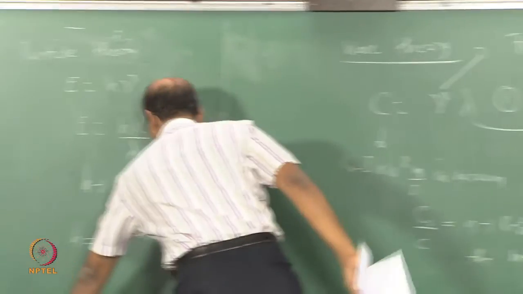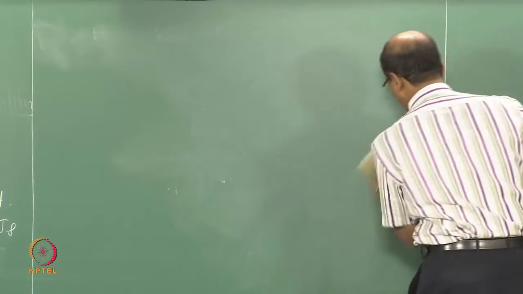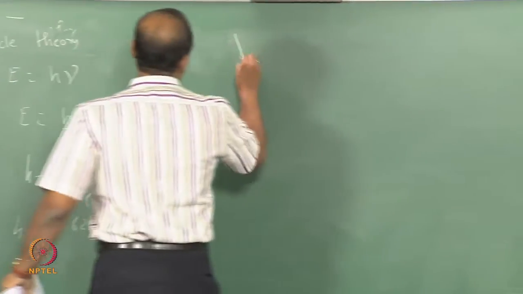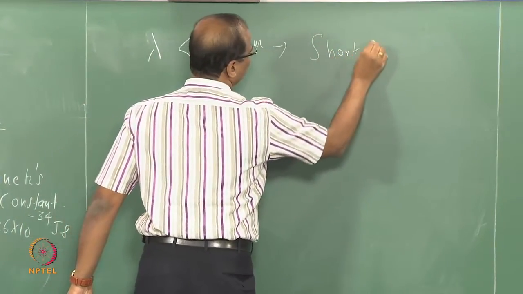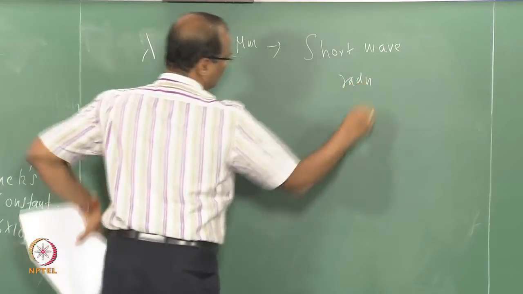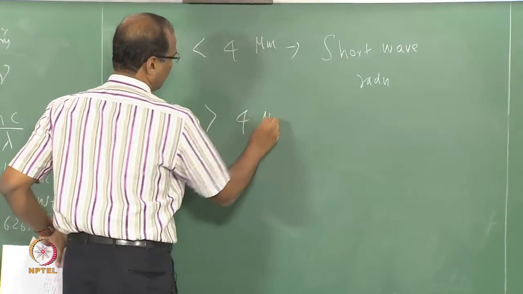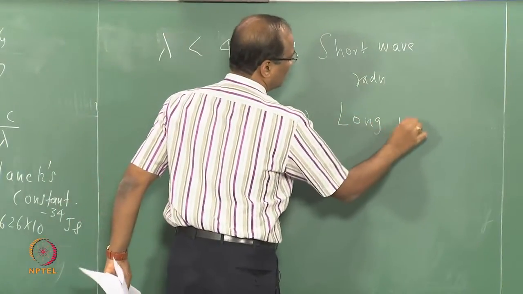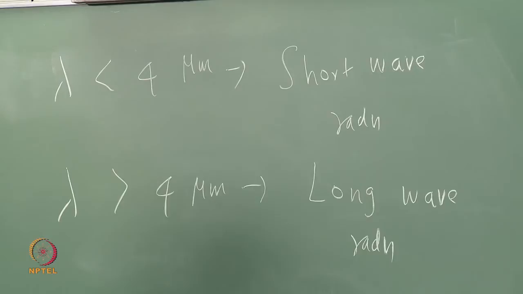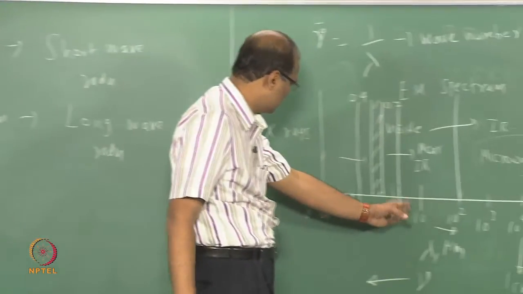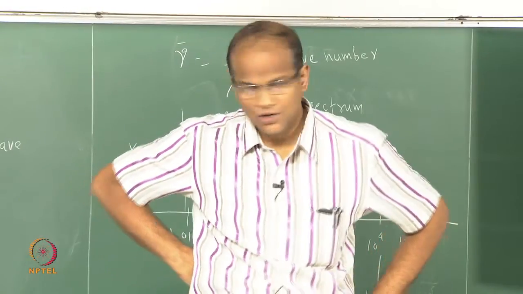Now, classification. Lambda less than 4 micrometer is called short wave radiation. Lambda greater than 4 micrometer is long wave radiation. So, lambda less than 4 is here. So, the radiation coming onto the earth from the sun, the incoming radiation, is it in the short wave or the long wave? Short wave. So, solar radiation.